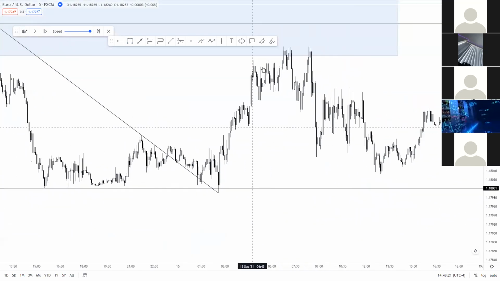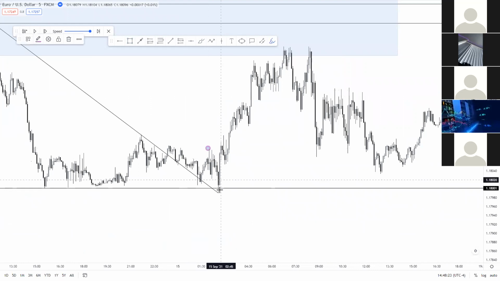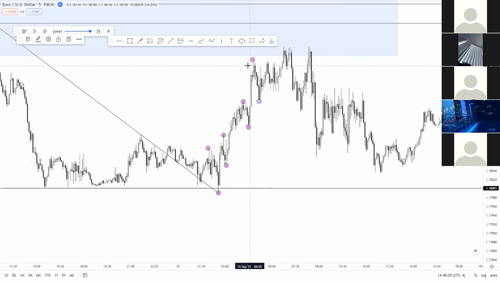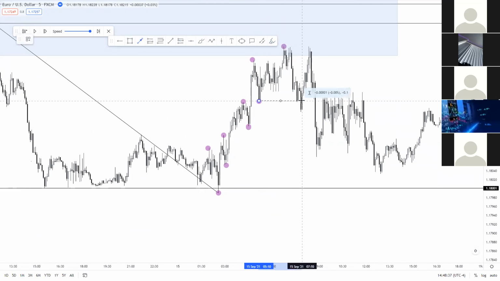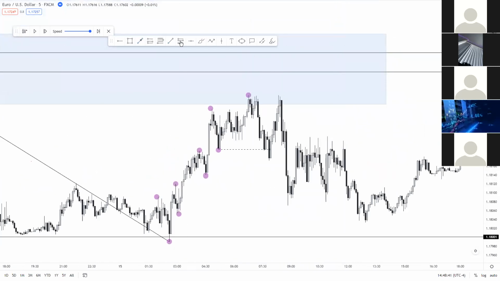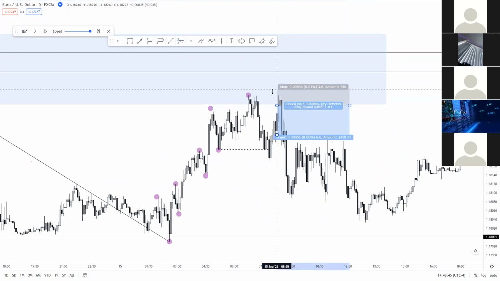This is the pullback. Here's our higher high. So here's our higher low. And then what do you get? Trade into the origin, break down. Could have placed your entry here. Stops above this wick right here.